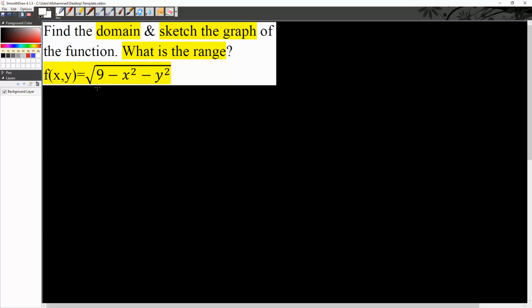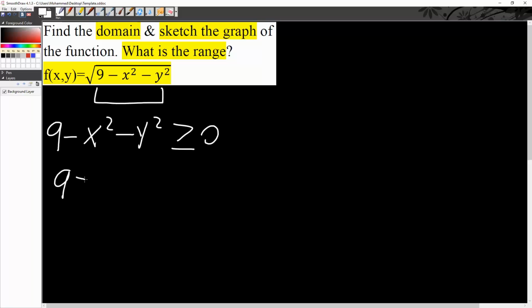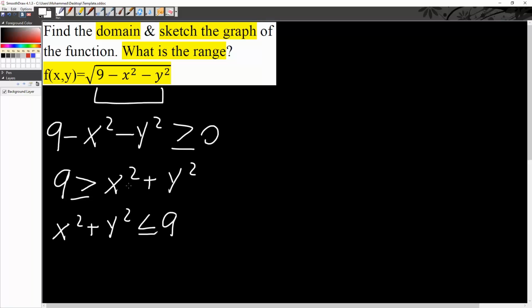So by looking at this, we know we can't have a negative square root. So we can say that the domain would be something like this: 9 minus x squared minus y squared is greater than or equal to 0. So if we distribute the negatives, we can say that 9 is greater than or equal to positive x squared plus y squared. And so we can then conclude that x squared plus y squared is less than or equal to 9, identical to this.